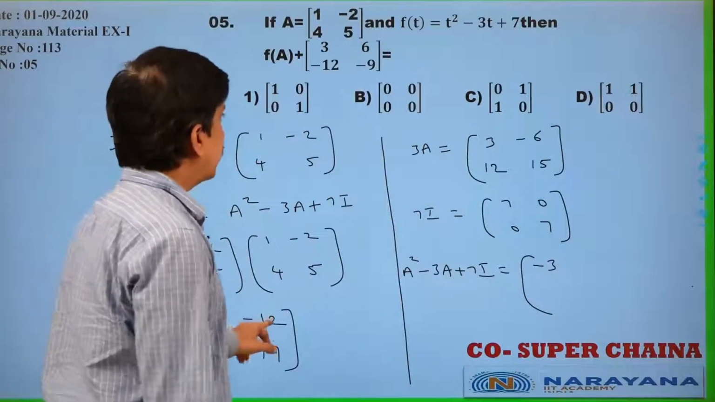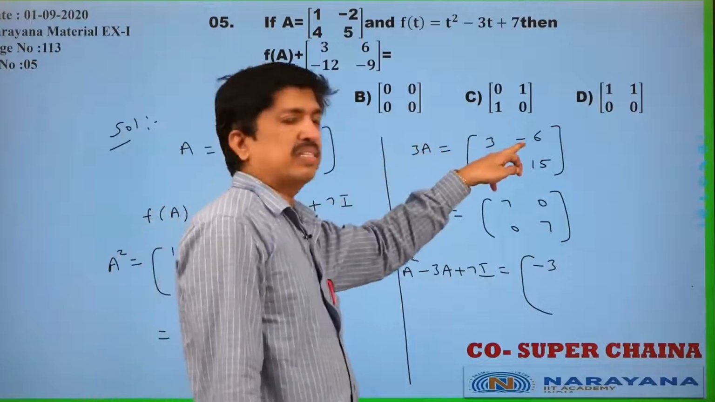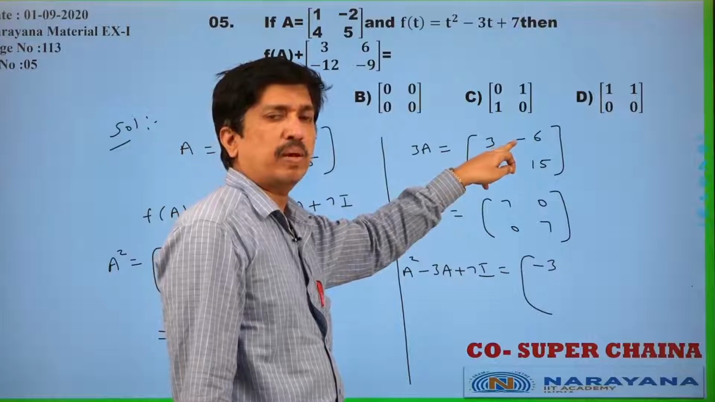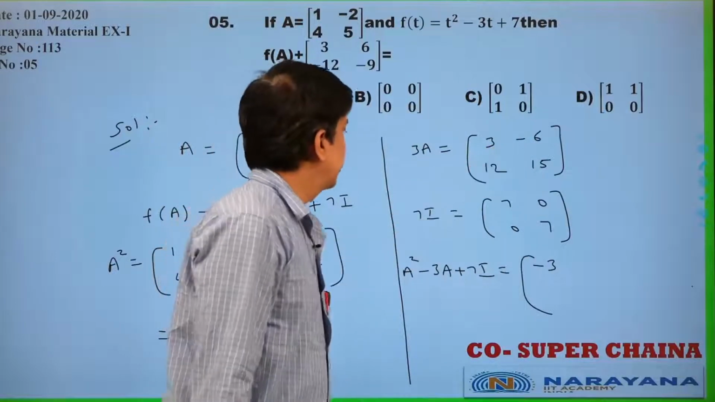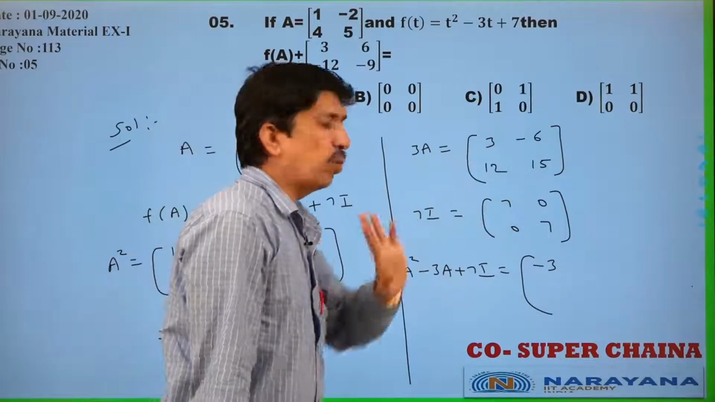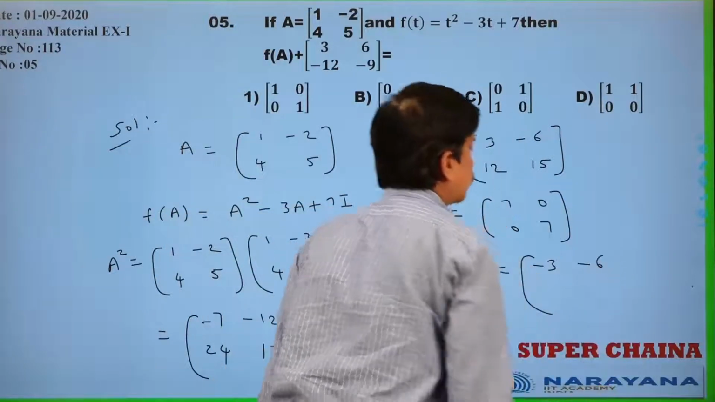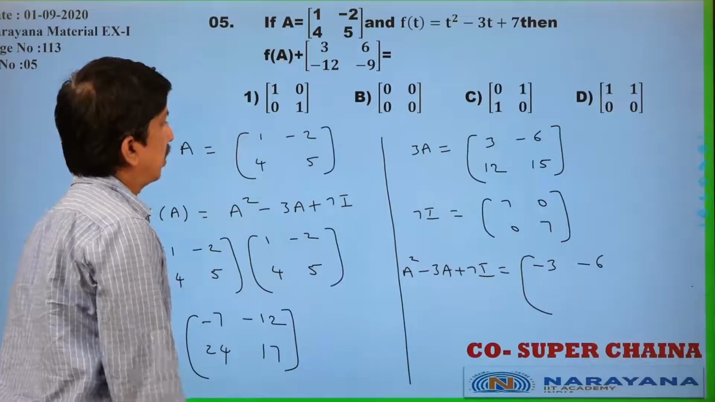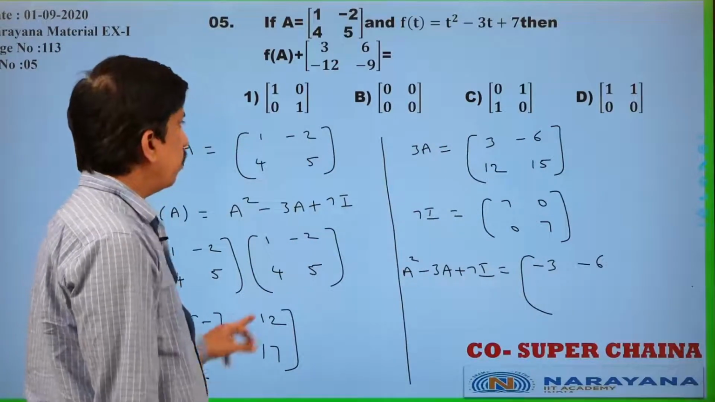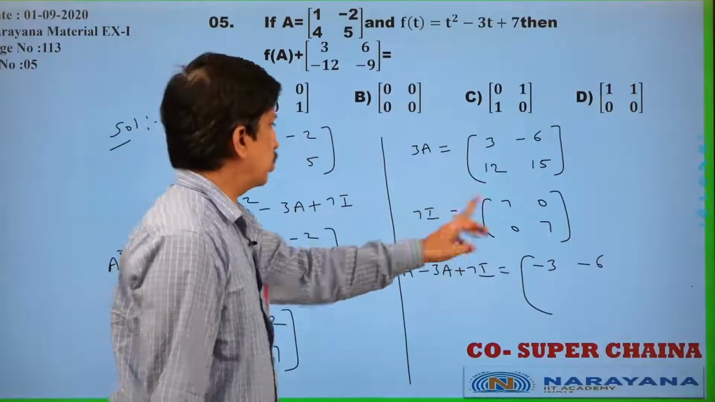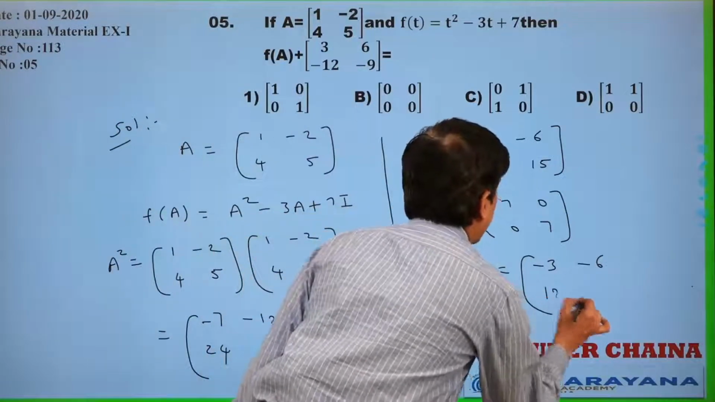Next, minus 12 minus of minus 6. Minus 12 minus of minus 6 means plus 6. Minus 12 plus 6 you will get minus 6. Minus 6 plus 0 you will get as minus 6 only. Is it clear or not? Now 24 minus 12, that is plus 12. 12 minus 0, you will get 12 only.